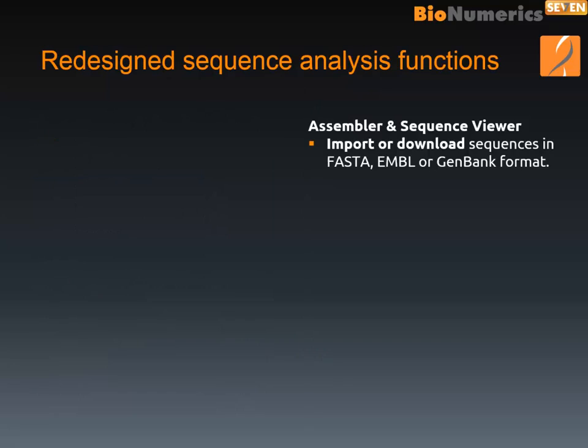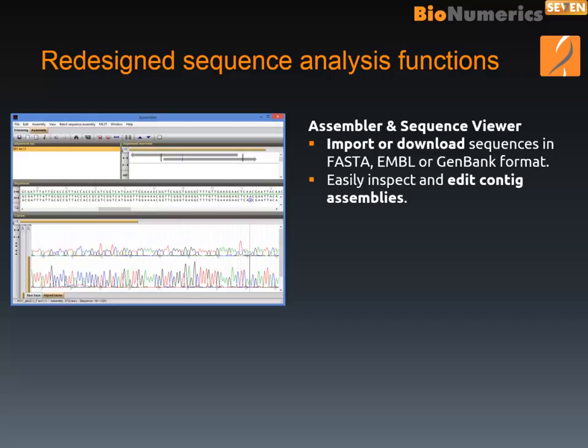In the last few decades, sequence data has immensely gained importance in all fields of biological analysis. Bionumerics has evolved to accommodate for these technological advances, with many new useful features in the sequence assembler and sequence viewer windows. Users can now import or download sequences in any of the most used data formats. Inspecting and editing contig assemblies is easy in the new assembler window, and it can be done directly after uploading many sequence trace files simultaneously.